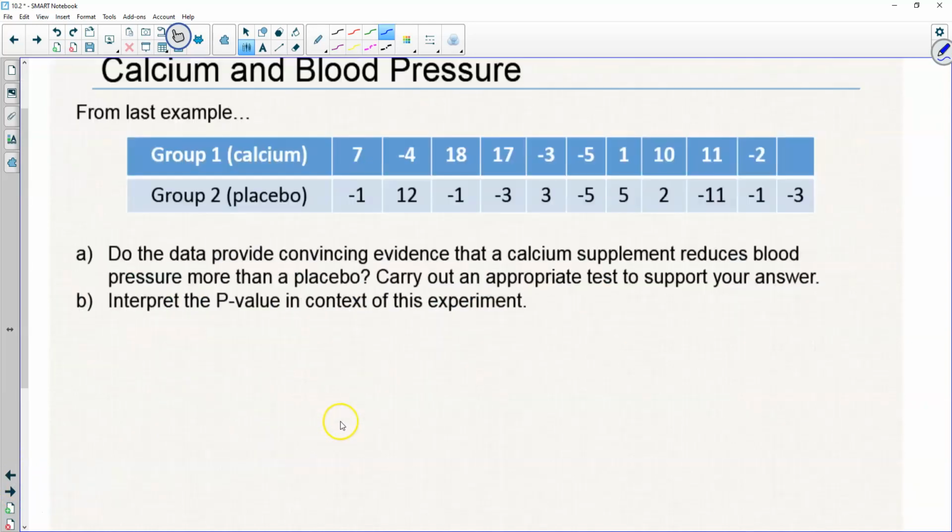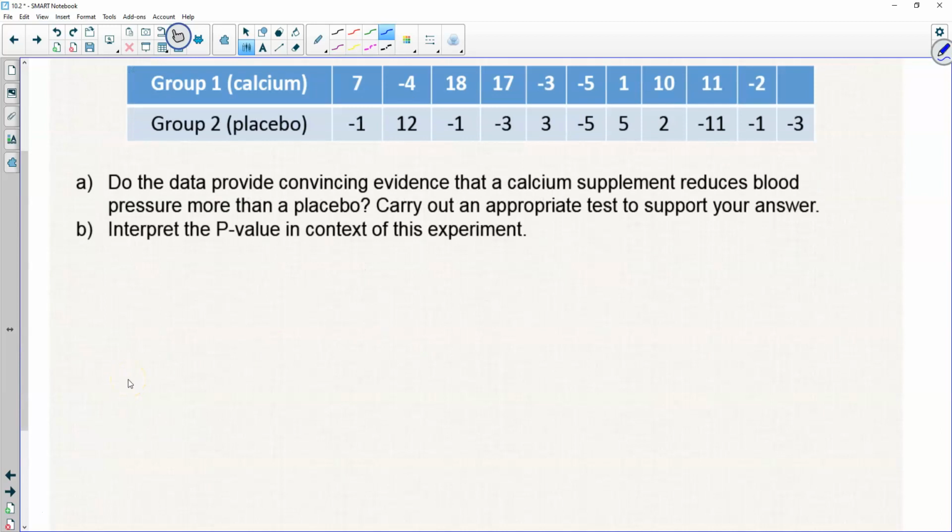Okay, so we did letter A here. Does the data provide convincing evidence? We did that. Let's look at letter B, interpret the p-value in context of the question. So we had our p-value, as a reminder here, was between 0.05 and 0.1.